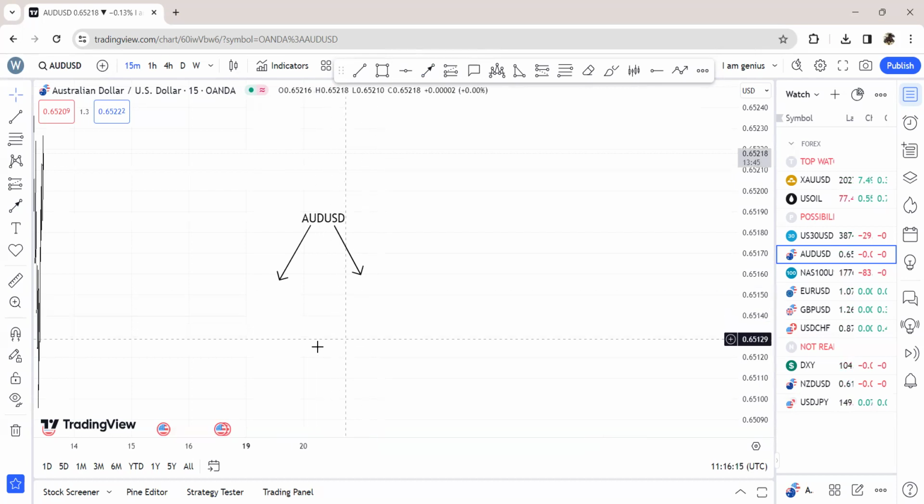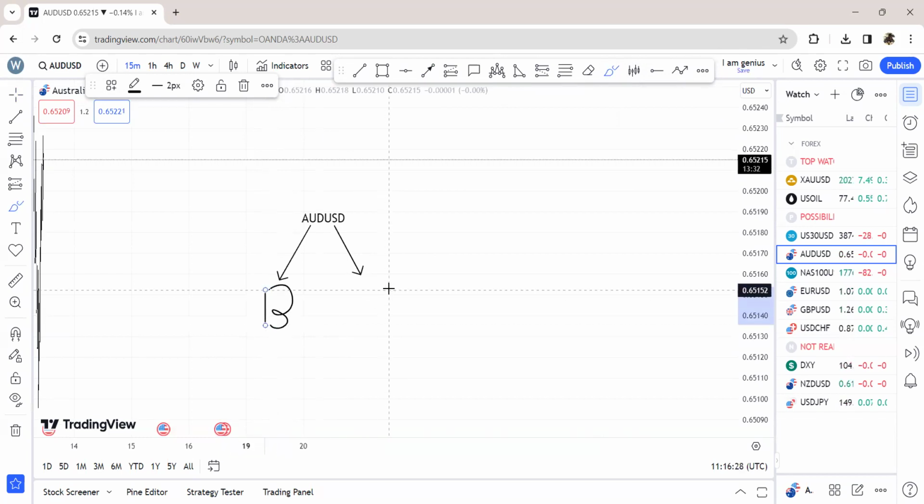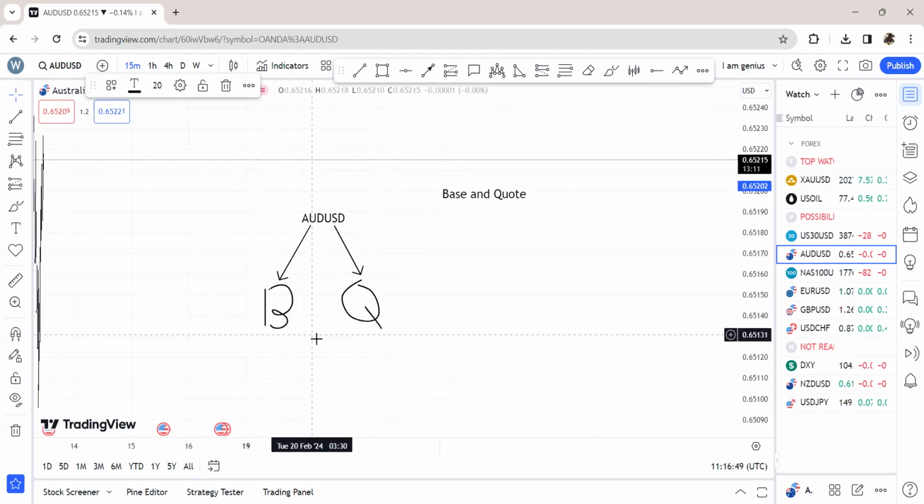So we want to look at that. But before we continue, there are key terminologies that we need to look at. For instance, we have something known as a base, which I'll abbreviate as B, and a quote. I'll explain in a bit what these are. I've abbreviated them here as just B and Q.